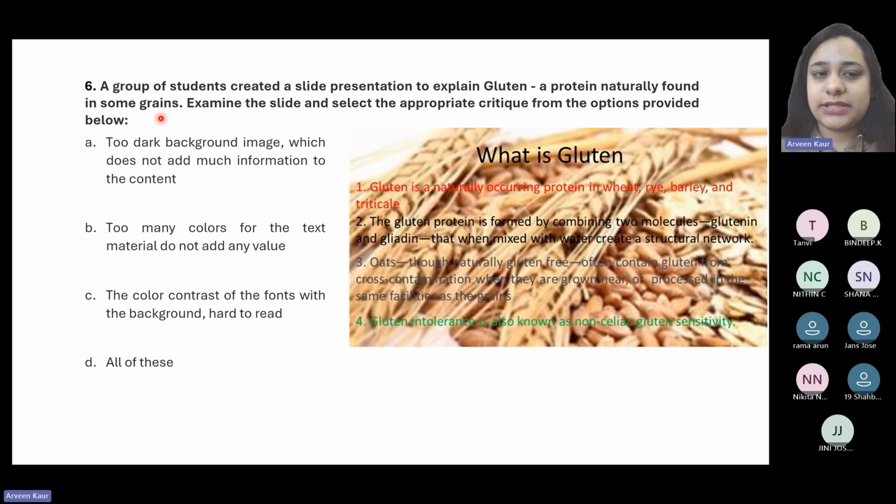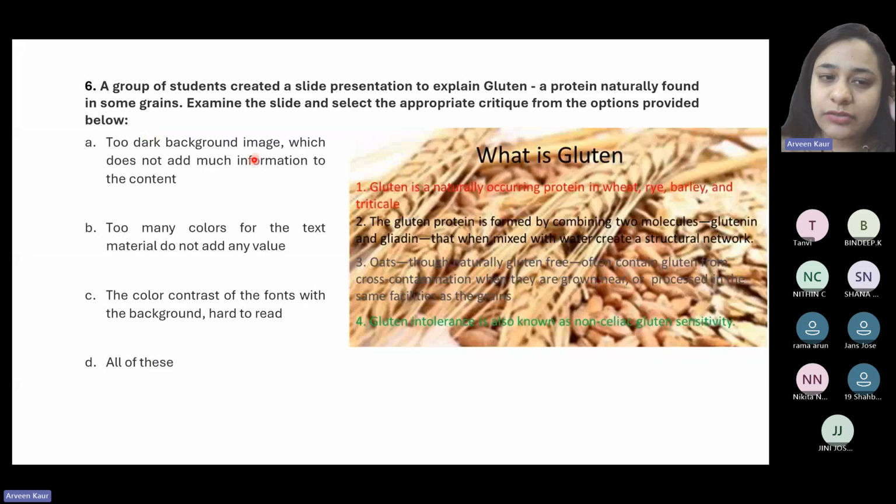Coming to question number 6, a group of students created a slide presentation to explain gluten, a protein naturally found in some grains. Examine the slide and select the appropriate critique from the options provided below. So this is a slide that has been prepared by these students for a particular presentation, right? So which of these is a correct critique for this slide?